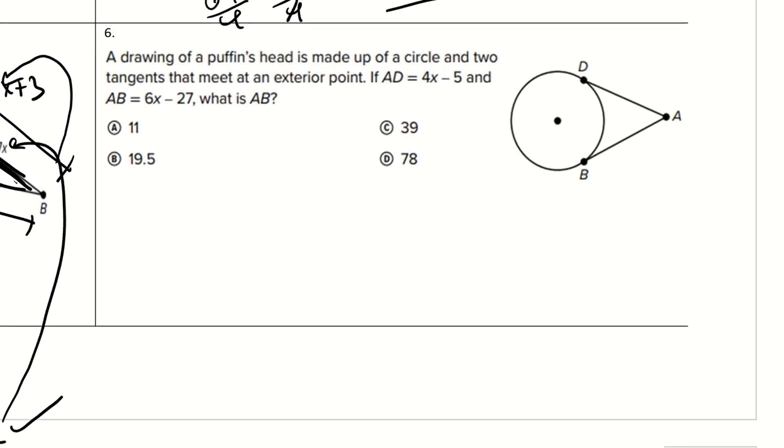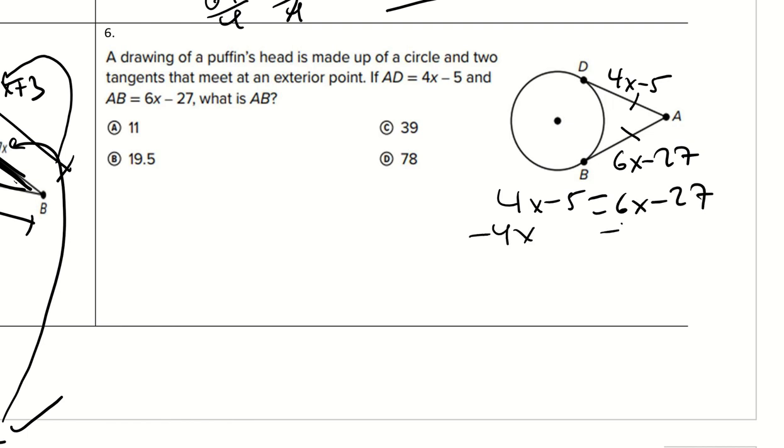All right, number 6. A drawing of a puffin's head is made up of a circle and two tangents that meet at an exterior point. If AD is 4x minus 5 and AB is 6x minus 27, what is AB? So we know that if we have two tangents that meet at a point outside the circle, then the two tangents must be congruent. So we're going to set them equal. And then solve. I'm going to move the 4x to the right side. I'm going to move the 27 over to the left side, and I'm going to add it because this is a negative.